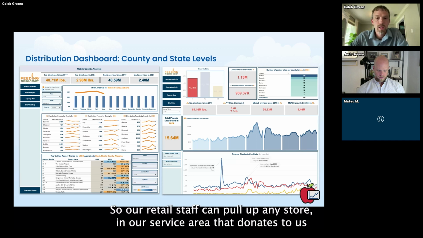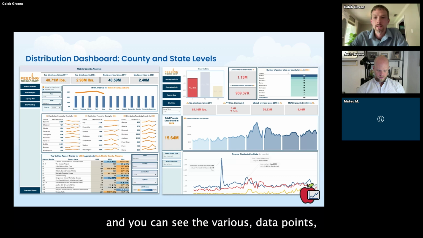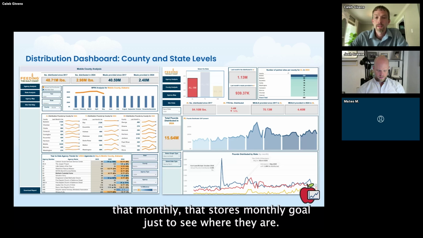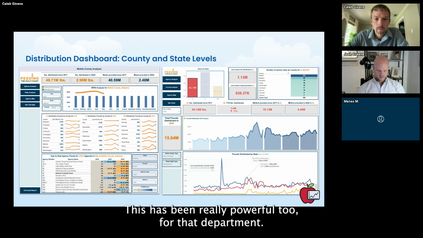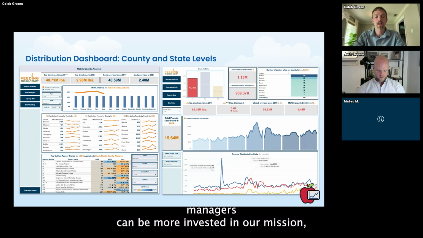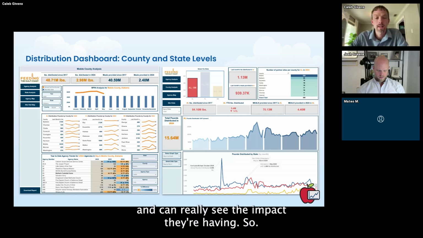So our retail staff can pull up any store in our service area that donates to us and can see the various data points. They can see the trends, how much they've donated. They can compare that to that store's monthly goal just to see where they are. This has been really powerful too for that department. They can actually show this data to that store manager, which has been really helpful so that the store managers can be more invested in our mission and can really see the impact they're having.